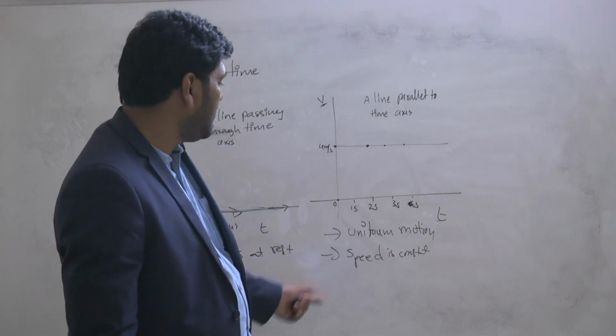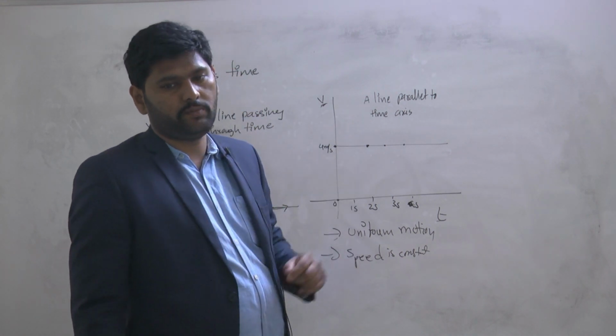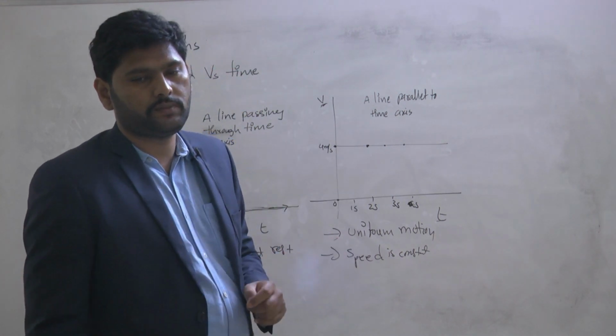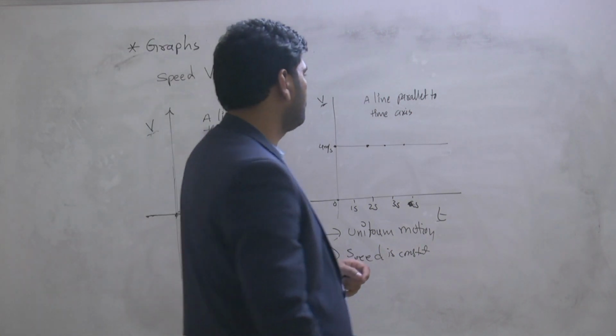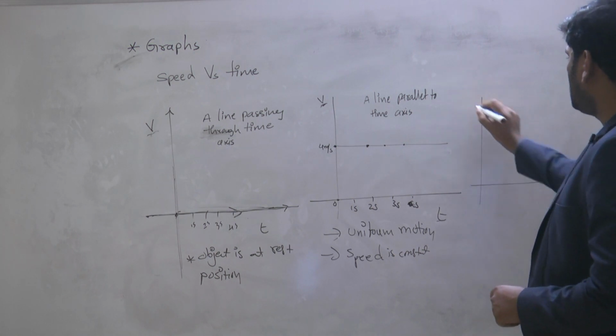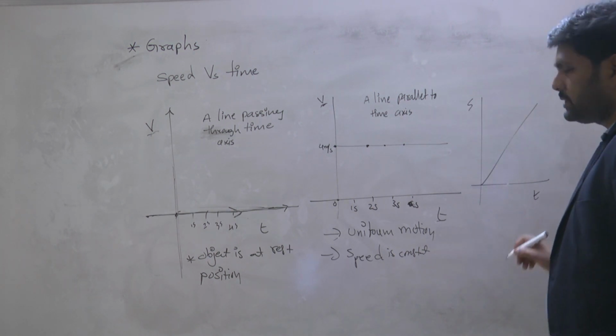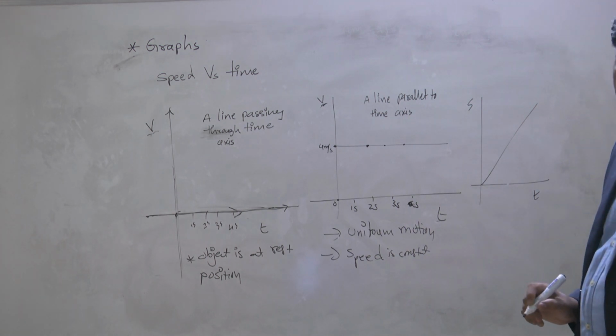Same uniform motion in distance versus time. Which graph will show it? The body is at rest, but the distance is further from the origin. Look here. This is the distance, this is the time. This graph shows the uniform motion.